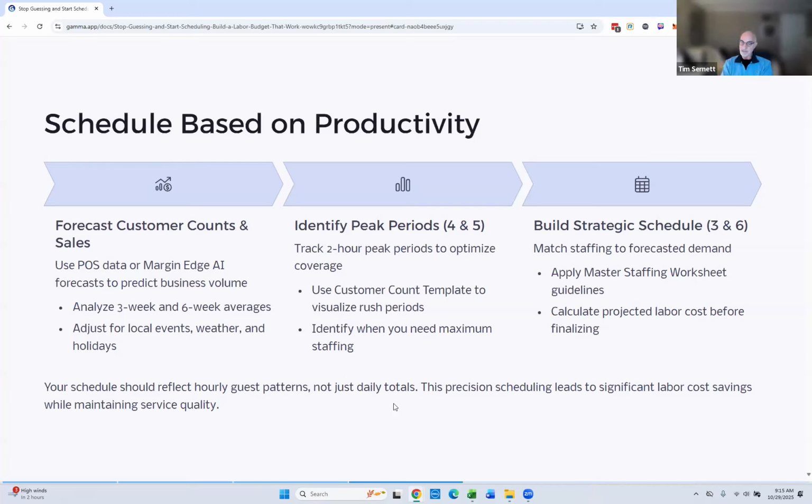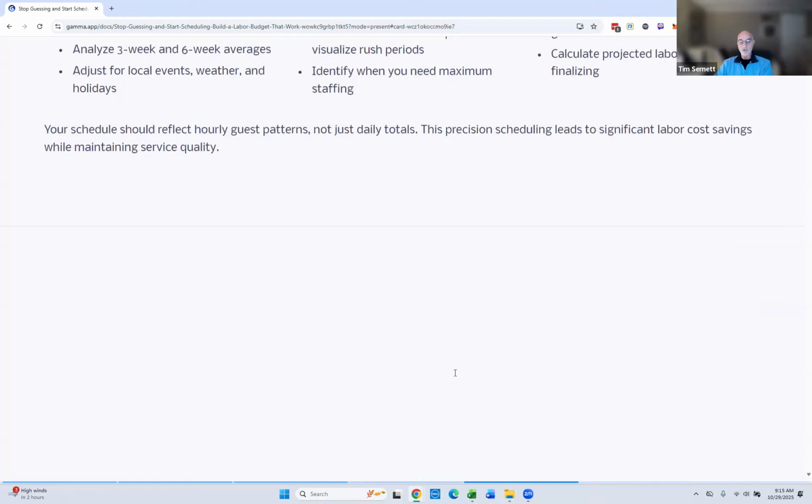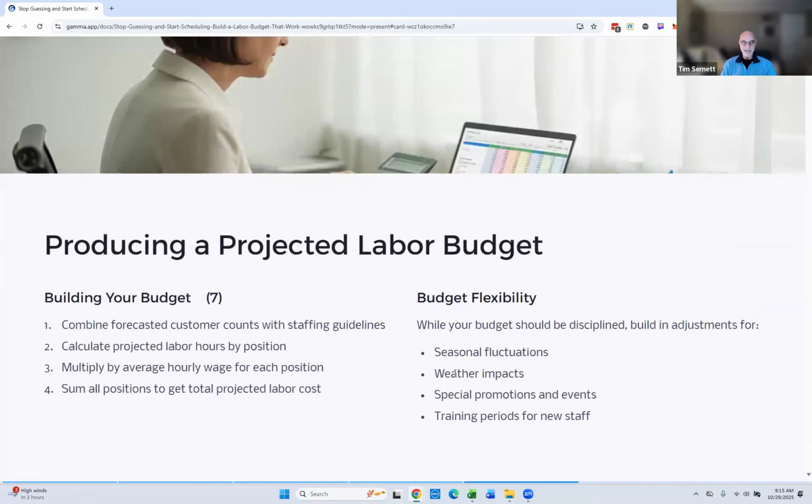And I'll repeat myself and say it again. This is a lot of data points that we have to accumulate, but if it's adding tens of thousands of dollars to your bottom line over the course of a year, it's well worth the effort. And once it becomes routine, it is not that much effort. So from that, you're producing a projected labor budget. And that's what this is.